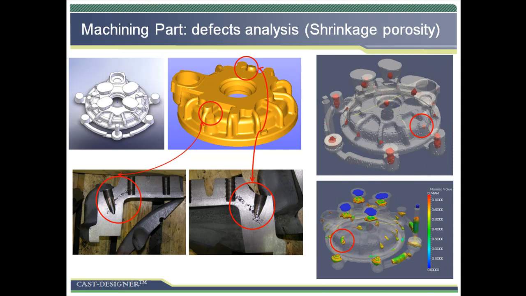And this is the comparison of the shrinkage pore and porosity of the real part with Cast-Designer's simulation result. The red circle highlights the region with shrinkage pore on both the actual part and the simulation model. Such problems could be predicted very well, both in value and location.